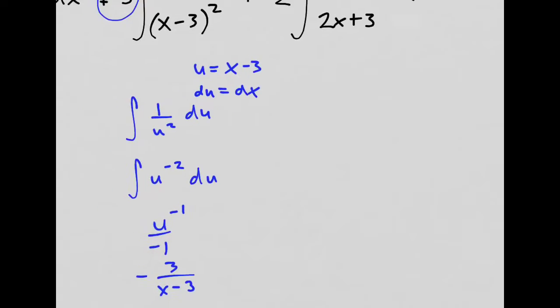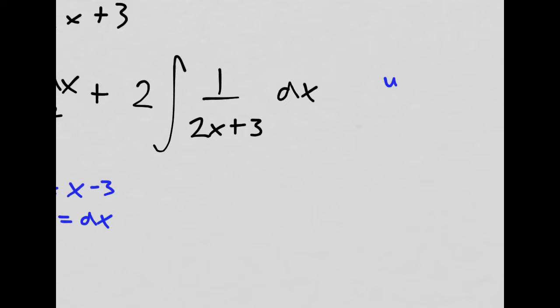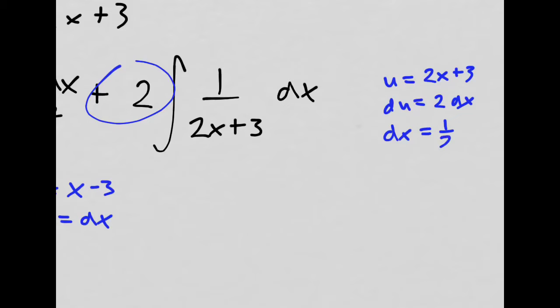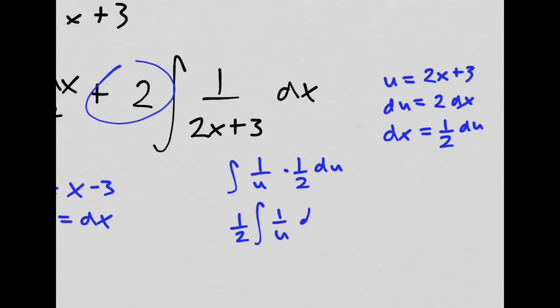And something similar for the side, so I'll try and do that right here. Same thing, u equals, oh, I'll circle the plus 2, because I'm going to forget about it, unless I do that. u equals 2x plus 3, du equals 2 dx. Oh, this is a little bit different. dx equals 1/2 du. So I get the integral, I'm trying to write it small, the integral of 1 over u times 1/2 du. Okay, so I have 1/2 on the outside, 1 over u du.